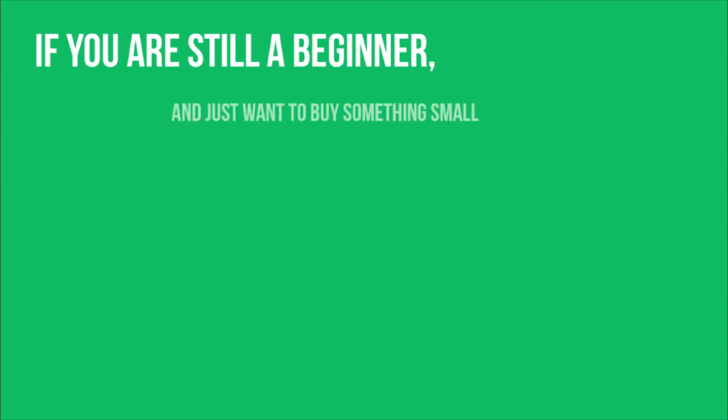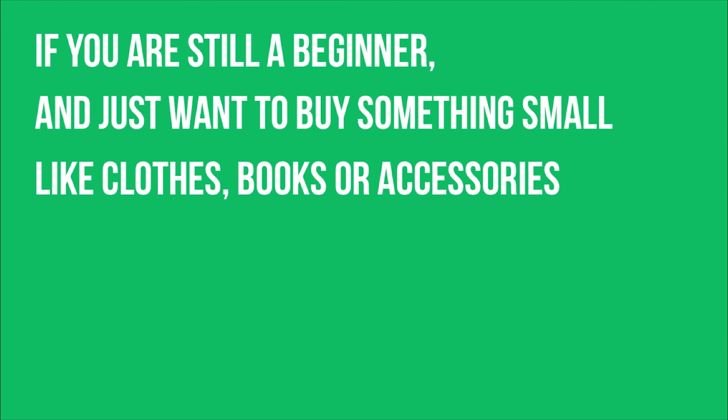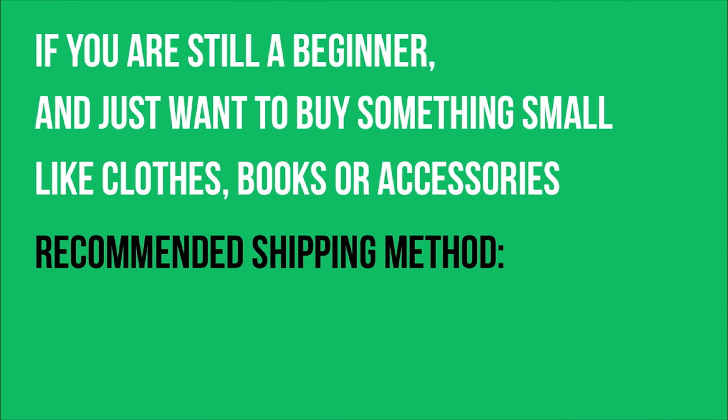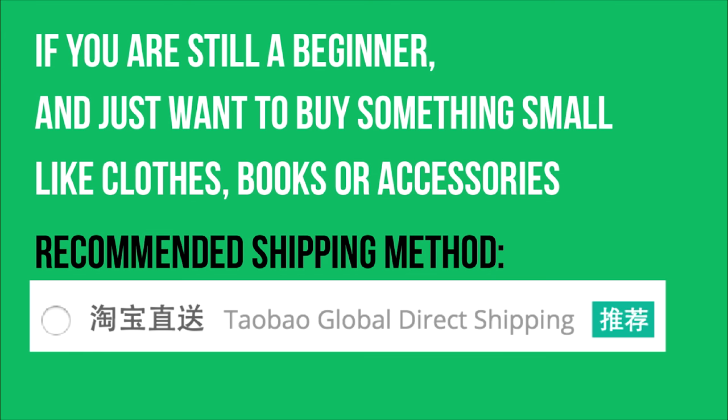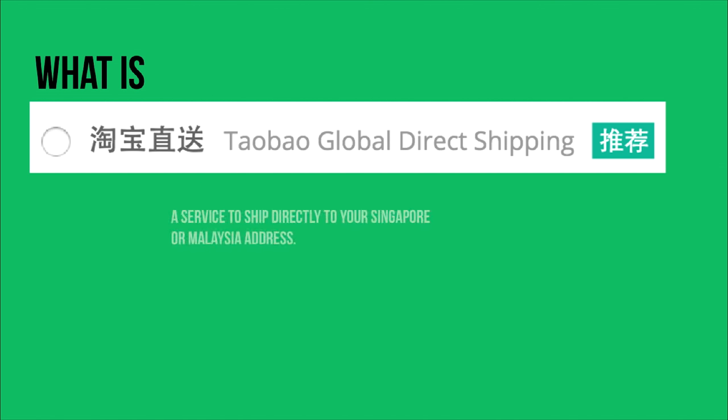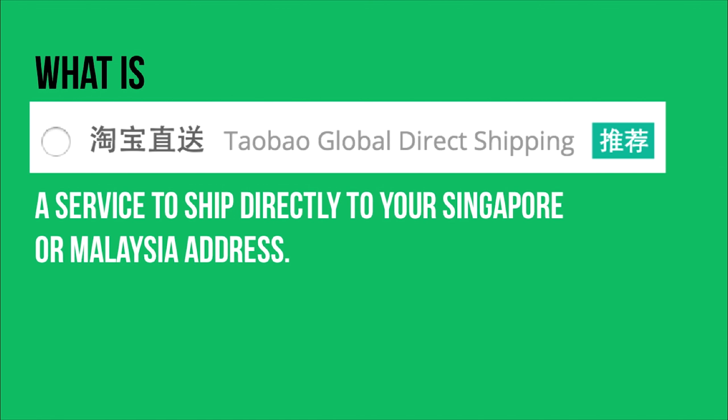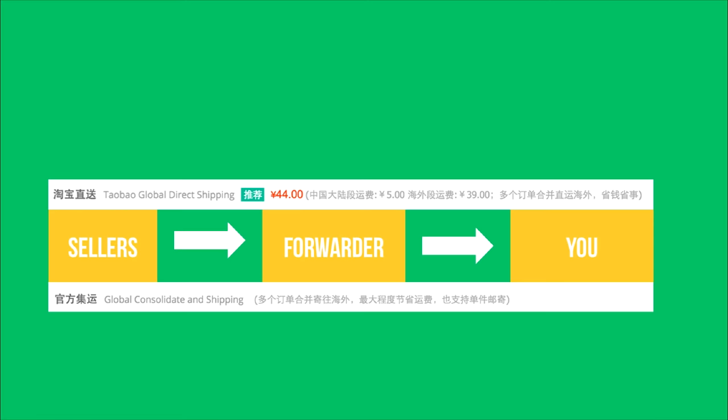If you are still a beginner and just want to buy something small like clothes, books or accessories, our recommended shipping method is the Taobao Global Direct Shipping, and I'll tell you why later. So what is this shipping method? It is a service to ship directly to your Singapore or Malaysian address. So these are the two options that are available to you when you check out, and this is how it works.